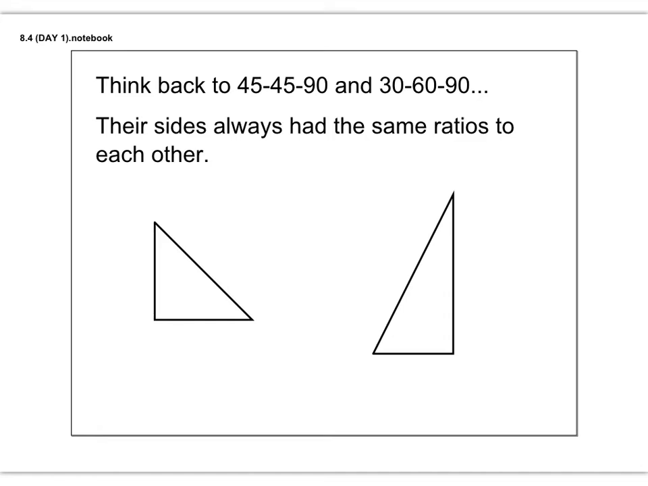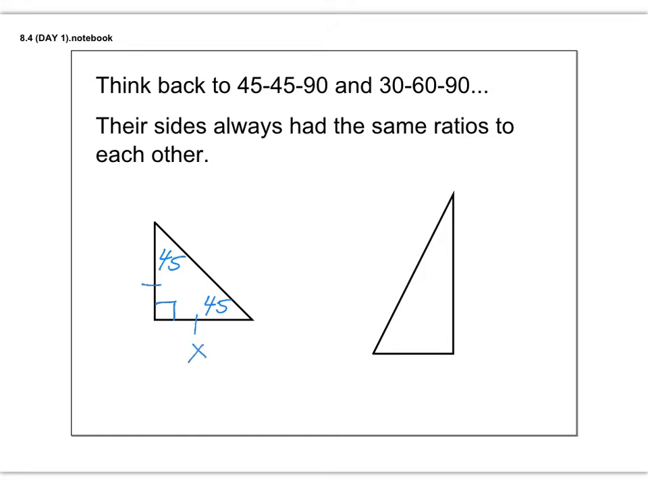Hi guys, today we're going to do section 8.4 day 1, and I want you to think back to what we did last week. We learned about two very special right triangles. The first one was called a 45-45-90, and the reason was because it had one 90-degree angle and two 45-degree angles. And what we learned is that if it has two angles that are congruent, it's also going to have two sides that are congruent.